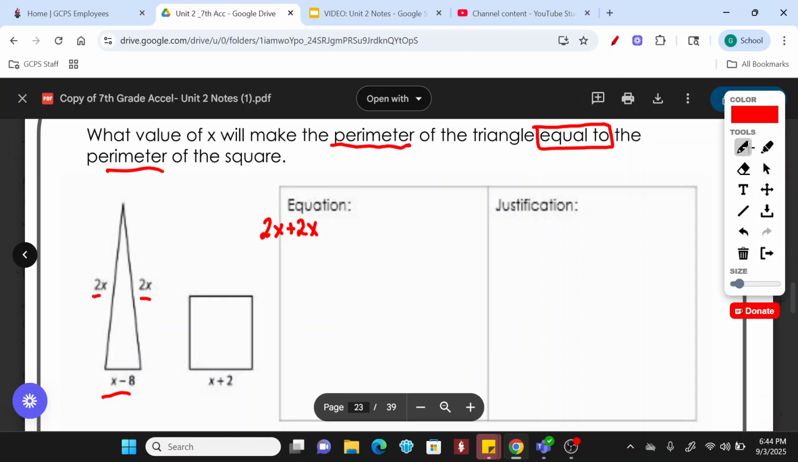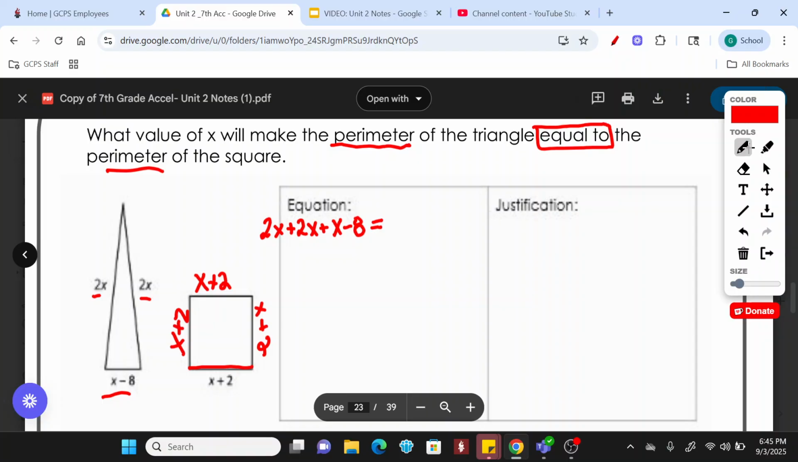Now look at this square, because I have to set it equal to that. Now, it says that this side is x plus 2. Well, that means this side is also x plus 2. This side is x plus 2. And this side is x plus 2. Instead of writing x plus 2 four times, is there another way that I can write this to make it more simple to solve? Yes. Instead of writing all of this, I can multiply it by 4.